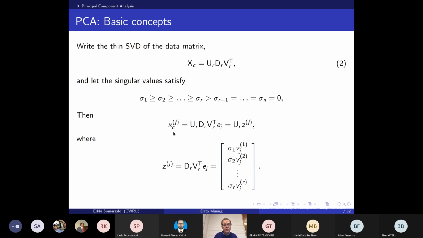So the important message looking at this formula XCJ equals URCJ is that the jth data vector, and now I forget that this is centered, so you can think this is just a data vector, is a linear combination of the R first columns in the matrix U. So every data vector is a linear combination of those R vectors, which are in the columns of UR. So basically those R columns of the matrix UR are enough to represent the whole data. So that's the point.